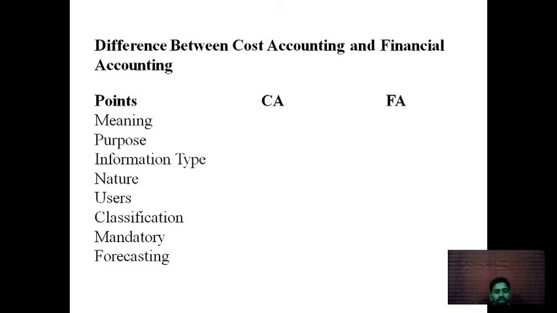Next one is the classification. In cost accounting, the cost data is classified, as direct cost or indirect cost. But financial accounting does not classify the data. The next point is whether it is mandatory. Cost accounting is not mandatory in all sectors except the manufacturing sector and the service sector. In the manufacturing and industrial sector, cost accounting is required, it is mandatory. But financial accounting is mandatory for all sectors.